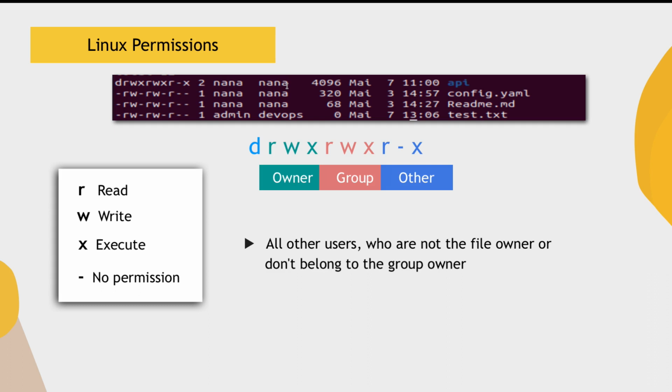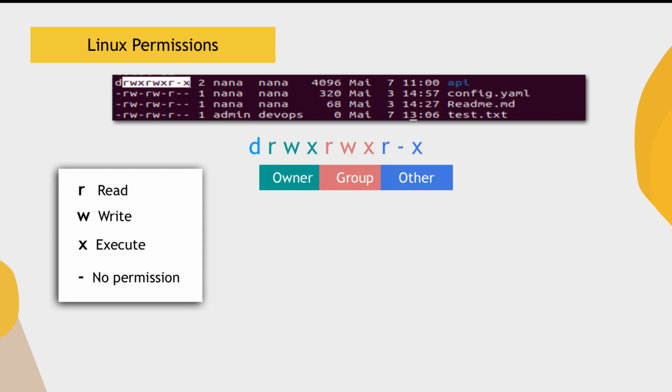This could be admin user, which is not part of the Nana group. So basically, we need permissions for all the other users on the system. And that's who this permission block here belongs to. That means everybody else who is not either this user or part of this group has a read permission on this folder as well as execute permission.